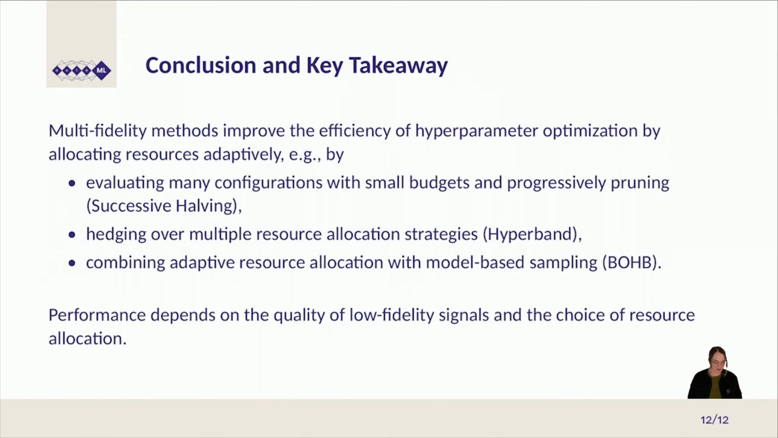Last but not least, the performance here depends on the quality of low fidelity signals. So when we run hyperparameter optimization, we need to think about what the lowest budget is where we can still get a reliable signal. And then how do we want to navigate our budget space and choose a good resource allocation strategy?